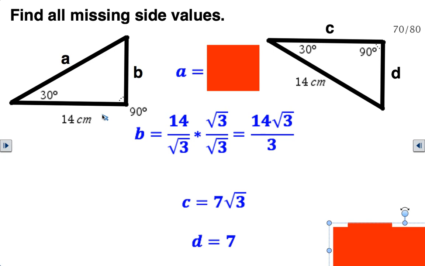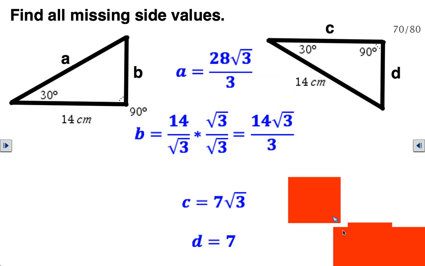I don't want rounded answers. Now that we have our short leg here, we want to find the hypotenuse, so we're just going to multiply this number by 2, and we end up with 28 times the square root of 3 over 3.